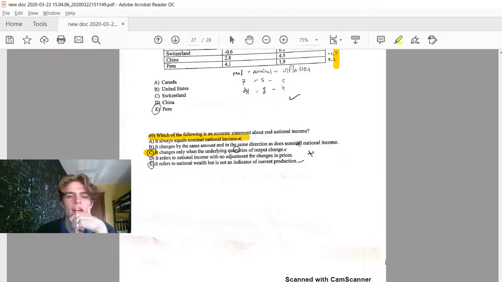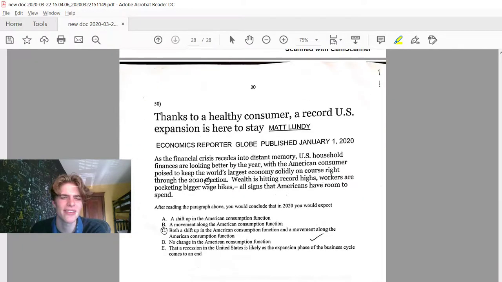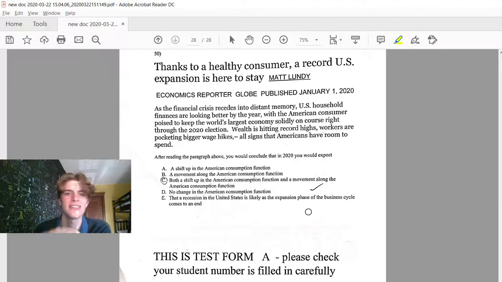It changes only when the underlying quantities of output change. True, because it has to do with GDP. Come back. It refers to the national income with no adjustment for changes in prices. No, real means it's been adjusted for prices, not that one. It refers to national wealth, but is not an indicator of current production. I think this part's actually false. I think it is an indicator of current production. That's why it's false. So that means it has to be C. It's just weirdly worded. It changes only when the underlying quantities of output change. Wouldn't it change with inflation as well, though? Weird. I don't know. This one, I hate. This question is stupid. I really didn't like it.